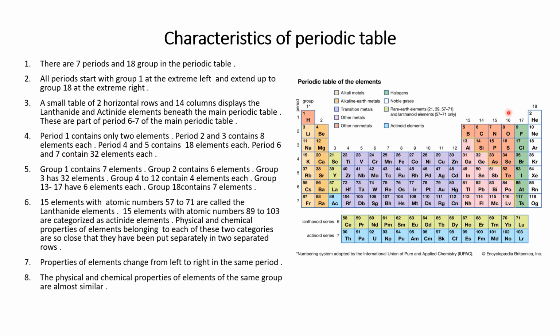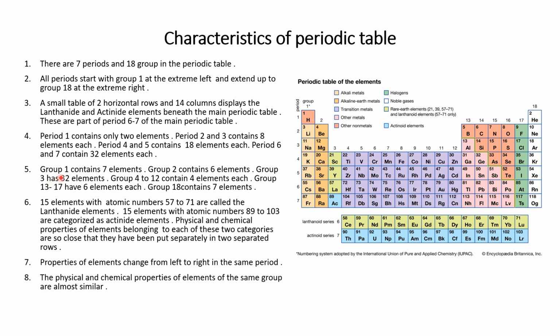Period 1 contains only 2 elements. Periods 2 and 3 contain 8 elements, that means lithium, beryllium, boron, carbon, nitrogen, oxygen, fluorine, neon. Periods 4 and 5 contain 18 elements, and periods 6 and 7 contain 32 elements each. There are 18 elements and there are 14 elements.